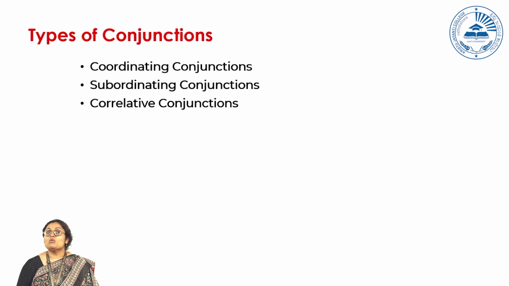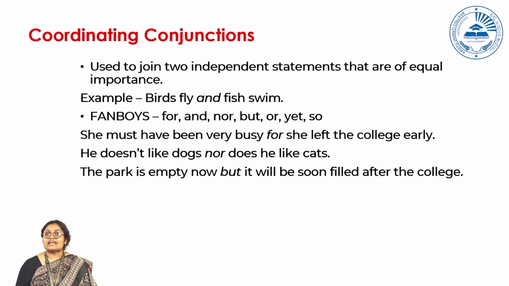Now we will move on and look at the different types of conjunction. In English, the conjunctions are basically classified into three types. They are coordinating conjunctions, subordinating conjunctions and correlative conjunctions. Now we will look at one by one in detail what these conjunctions mean. So first we will take coordinating conjunctions. Coordinating conjunctions are basically used to join two independent statements that are of equal importance.